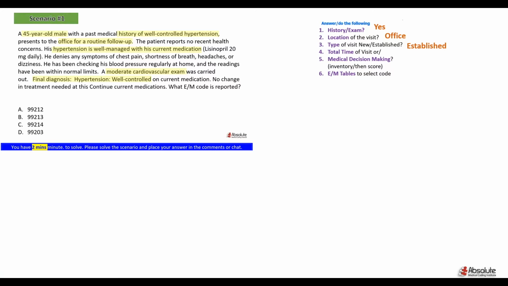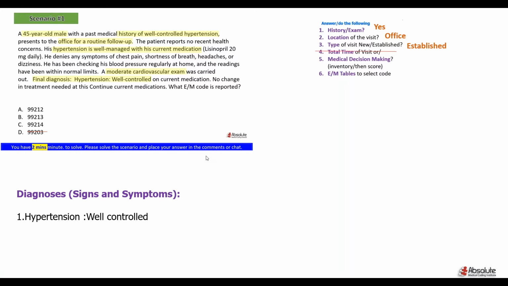Total time: is there any time documented, coders? No, there is no time documented in the scenario. So we are going to skip point number 4 and move to point number 5. We are going to inventory our MDM, then score, and then select the E/M from the table. So what do we have in the inventory?